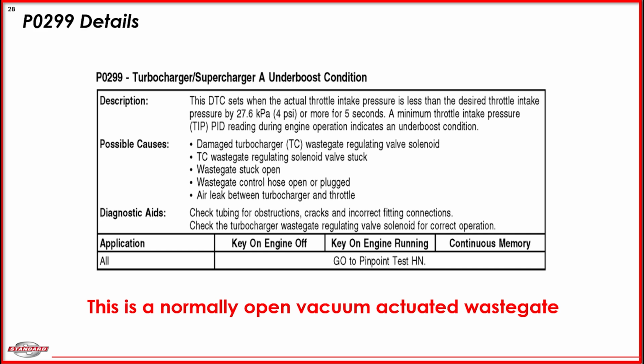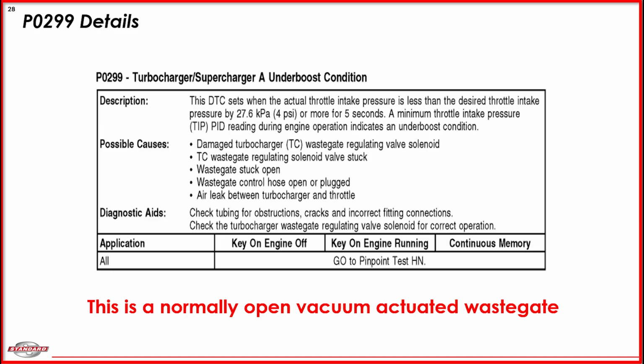We're going to look at the set code criteria here. The execution for this one is continuous, and the monitoring duration is 5 seconds. If the boost pressure desired and the boost pressure actual vary by more than 4 psi for 5 seconds, we're going to get this code. So we're going to go out and do some driving.